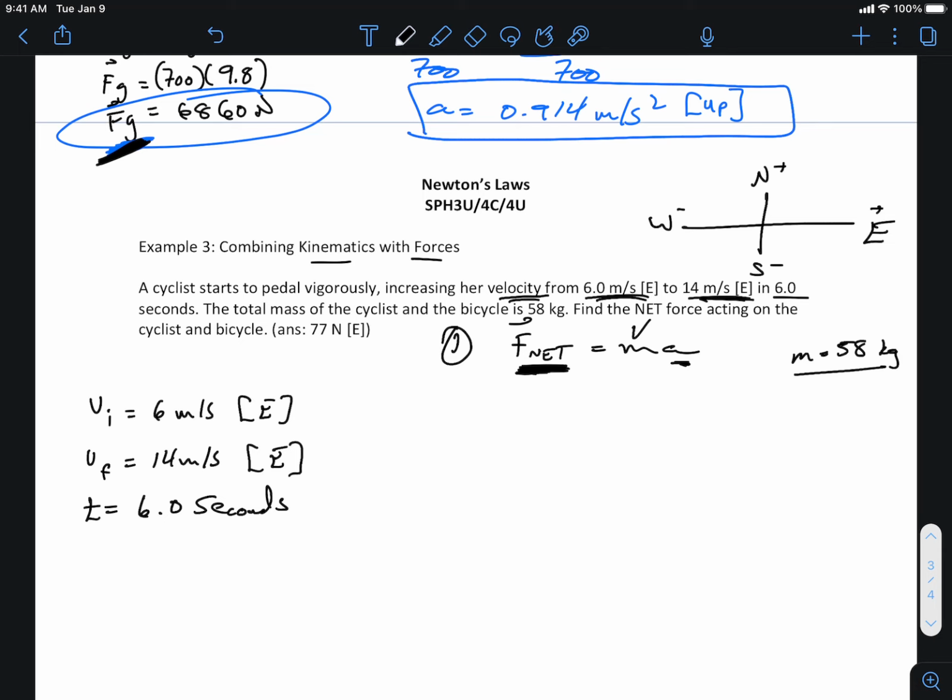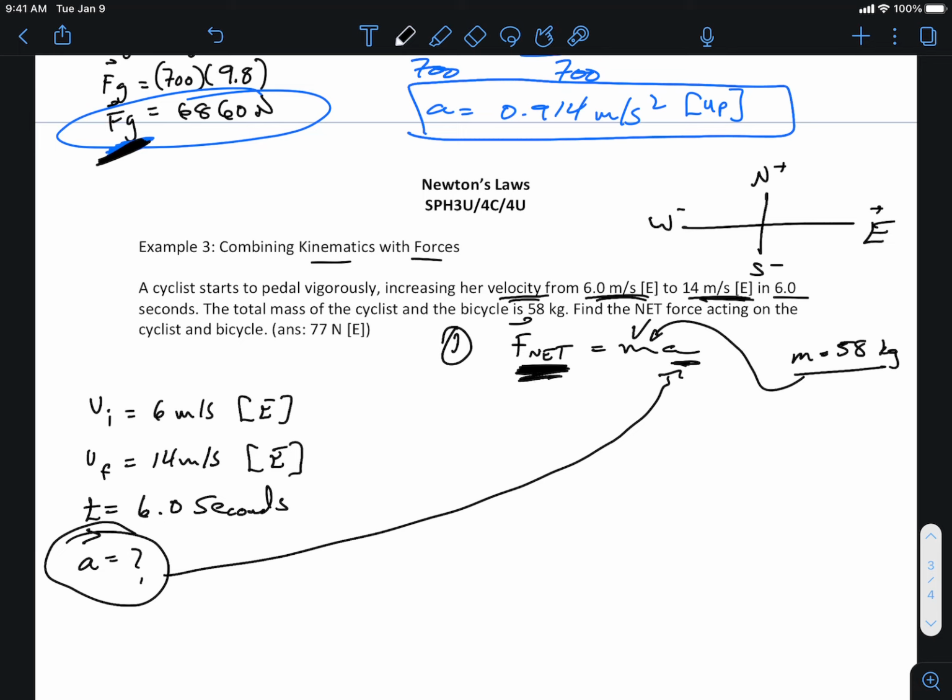But they gave us all this other information, and they didn't give us the acceleration. So now I'm like, okay, I need to find this. How do I find that? Well, you use the other stuff. You use kinematics. So find what A is. Once you find what A is, you can plug it in here, and you find the net force. Any questions? That's what we're going to do now.